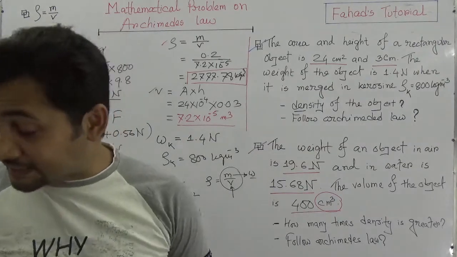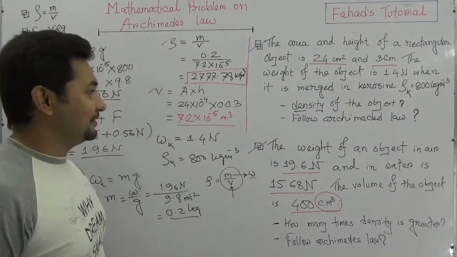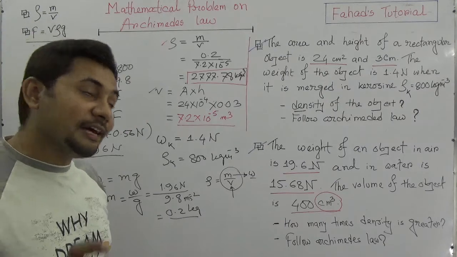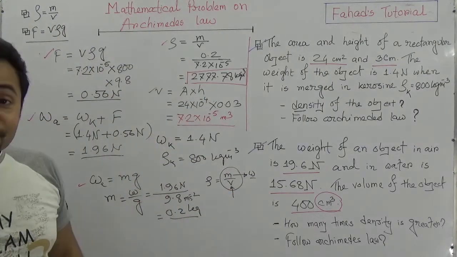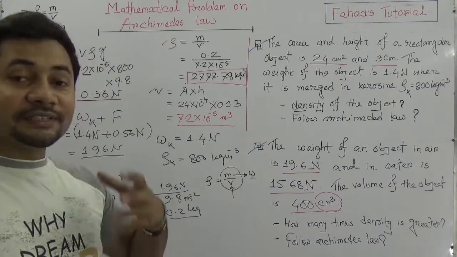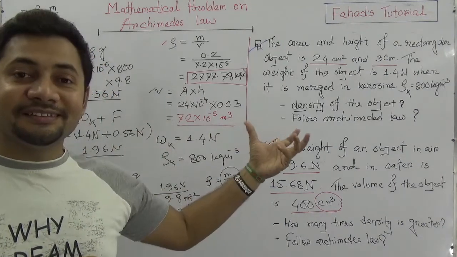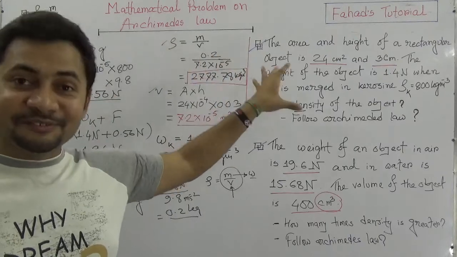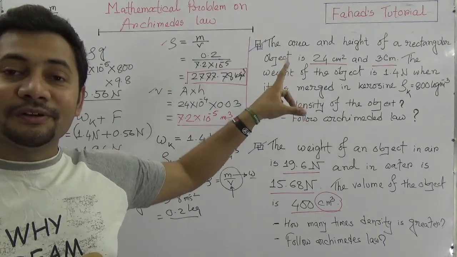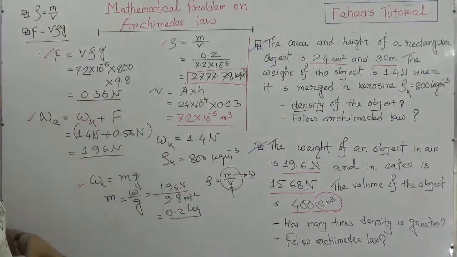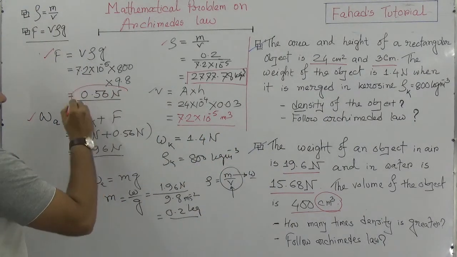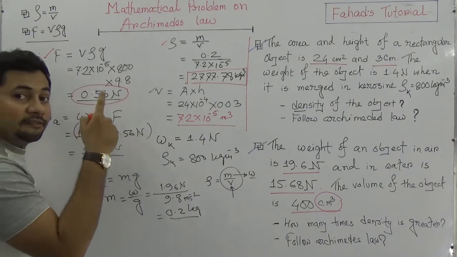Next question, same data: does it follow the Archimedes law? How to get it? Is this data following the Archimedes law? So now we need to find the lost weight. This buoyancy is 0.56 Newton, right? This is the buoyancy.